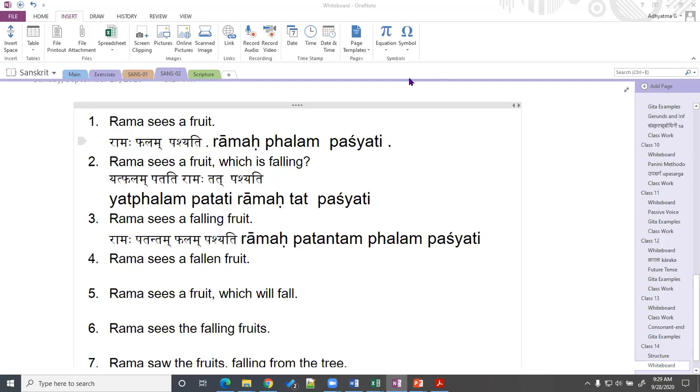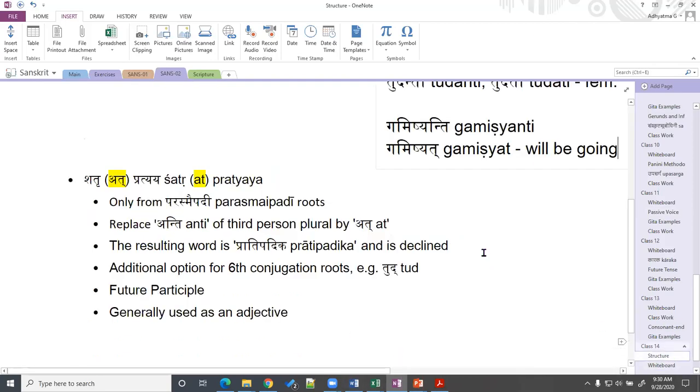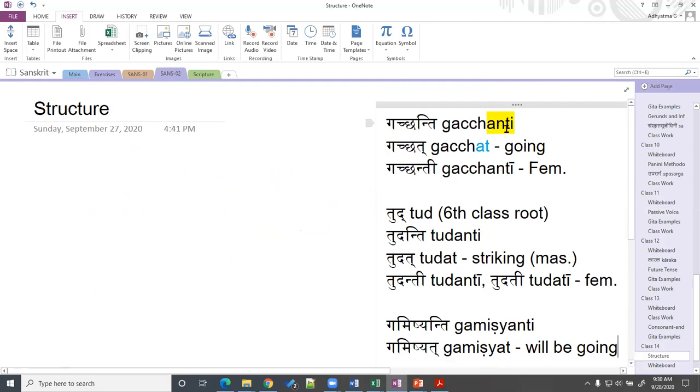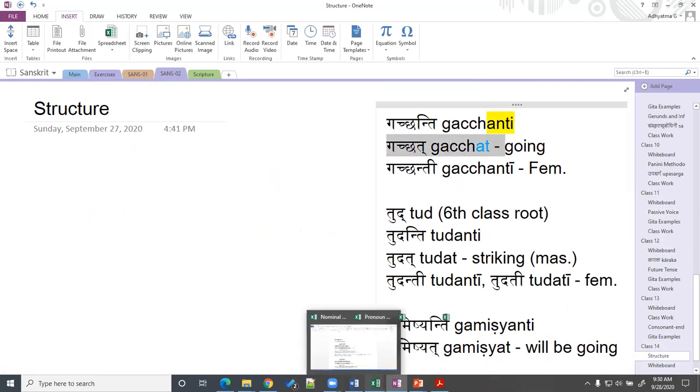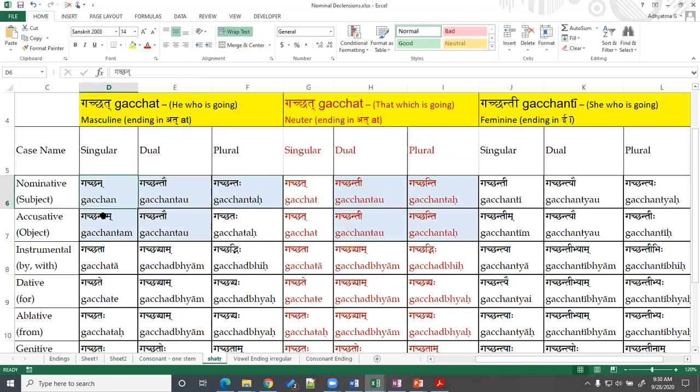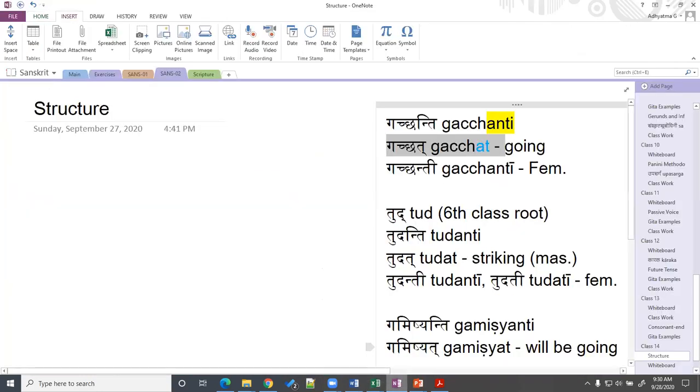Okay, the question is: gacchanti is third person plural, but gacchat is not plural. Gacchanti is a verb form, and therefore it is third person plural, but gacchat is neither singular nor plural. It is just a base word, a nominal. Then you decline it based upon whether you want to use the singular, dual or plural form. But what you are making here is the base word, not singular, dual or plural. This is just a trick to make the participle from the third person plural form.